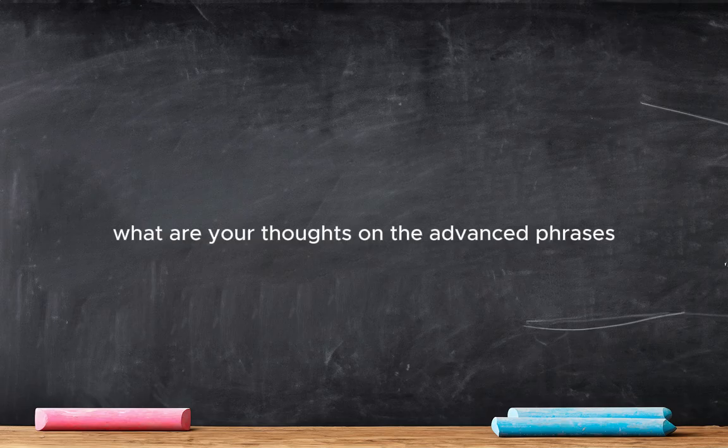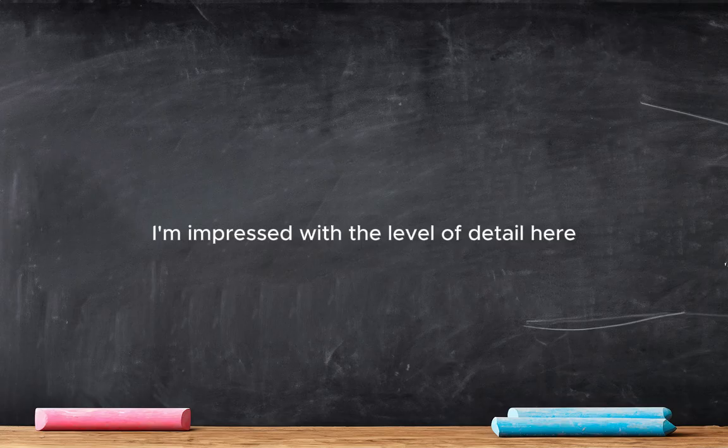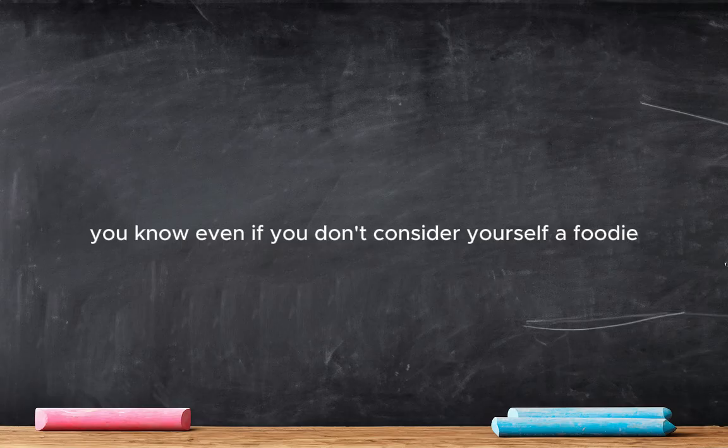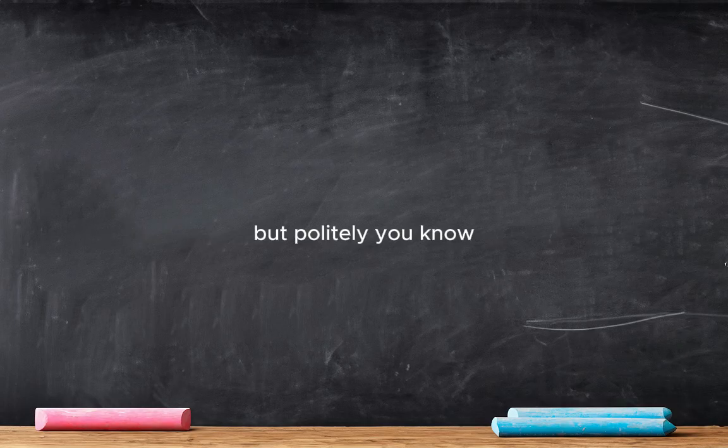What are your thoughts on the advanced phrases in this section? Well, I'm impressed with the level of detail here. Handling dietary restrictions, inquiring about wine pairings. You're a foodie expert. It's great. And even if you don't consider yourself a foodie, having a phrase ready for if your steak's undercooked can be helpful. It's about being able to communicate your needs clearly but politely, even in a slightly awkward situation.